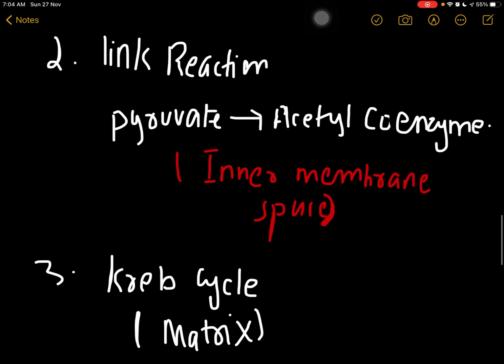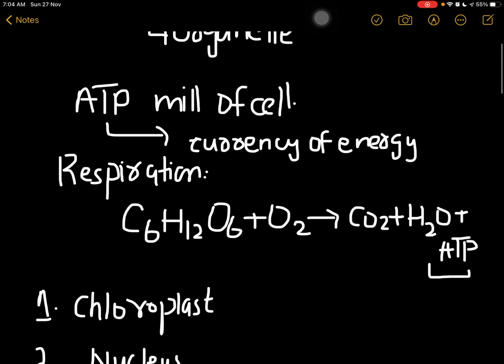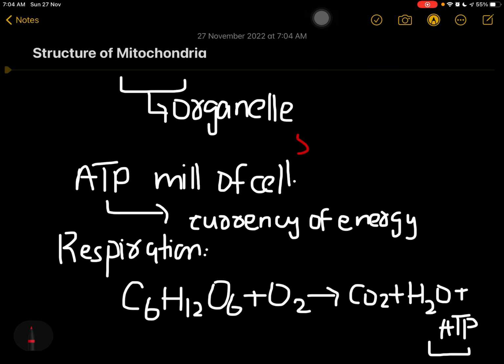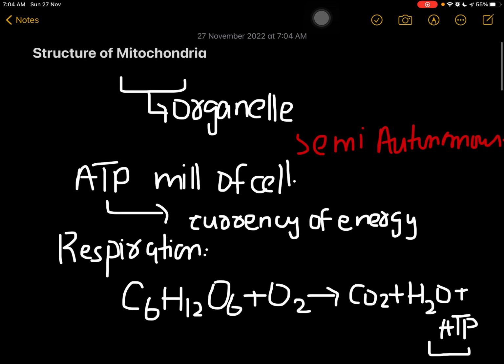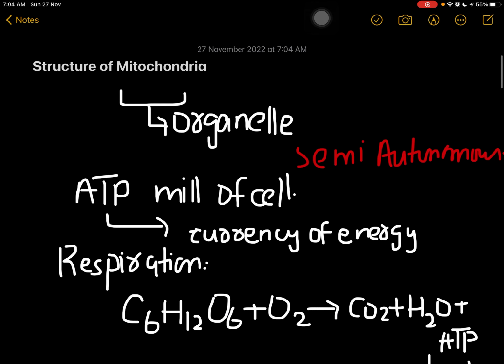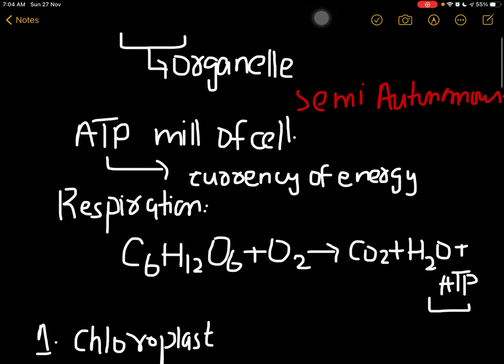Mitochondria is controlled as semi-autonomous. Why? What does that mean? Basically, you can see over here that it contains its own DNA. It has its own ribosomes, but still it is controlled by the nucleus, right? It has its own DNA, own ribosomes, own protein synthesis, own protein factory, but still it needs signals from the nucleus. So that's why it is known as semi-autonomous.